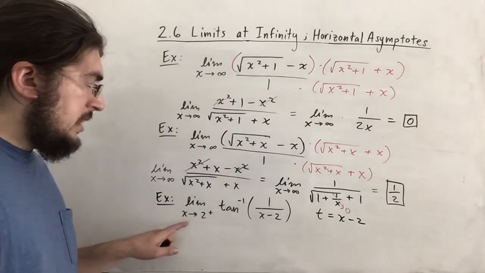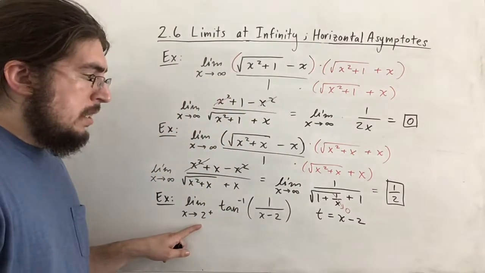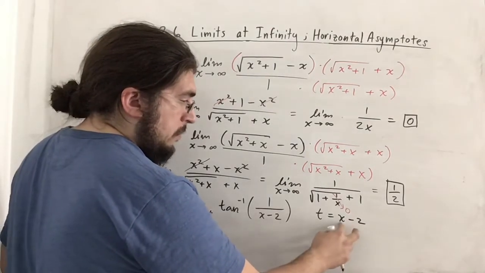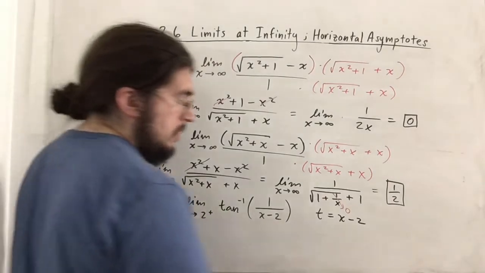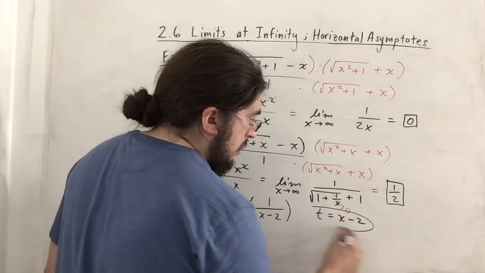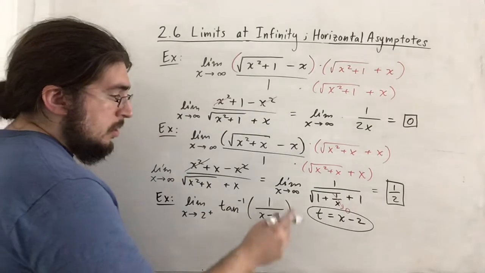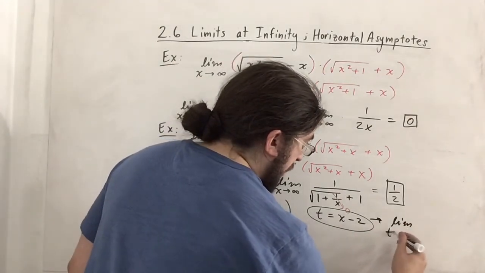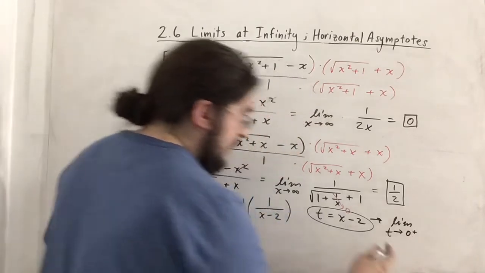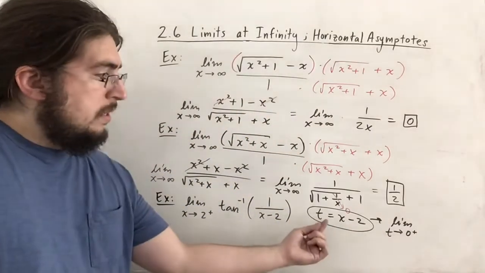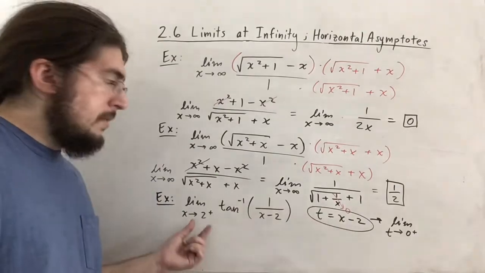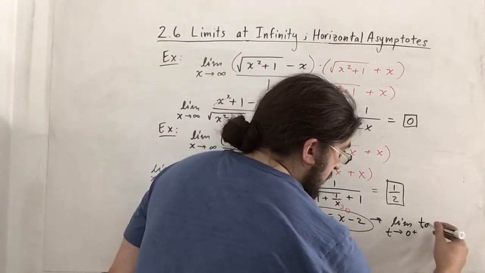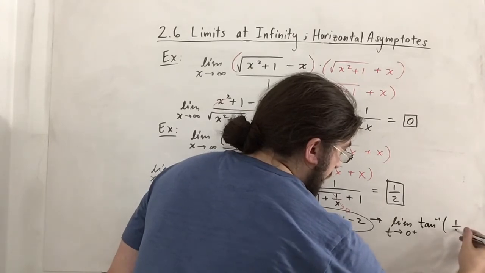And notice, since x is approaching 2 from the right, then what would t be approaching? Well, if you plug in 2 from the right, 2 minus 2 is 0, so that would be t approaching 0 from the right, I meant to say. So using the substitution, this becomes the limit as t goes to 0 from the right, because numbers bigger than 2 minus 2 are positive numbers, of tangent inverse of 1 over t.